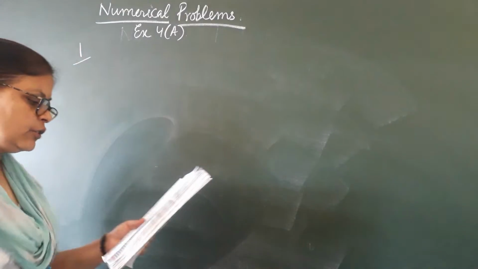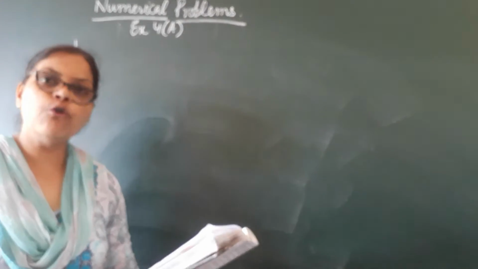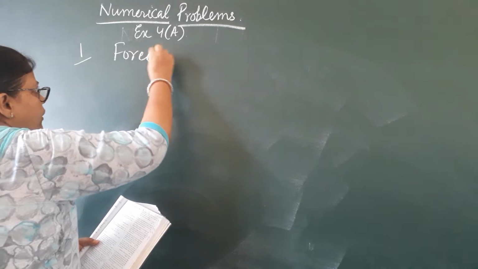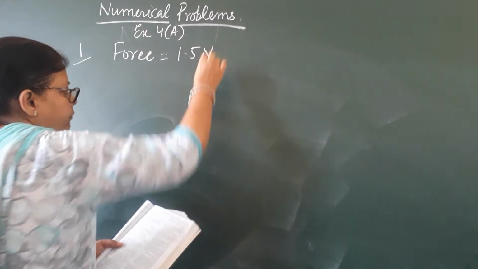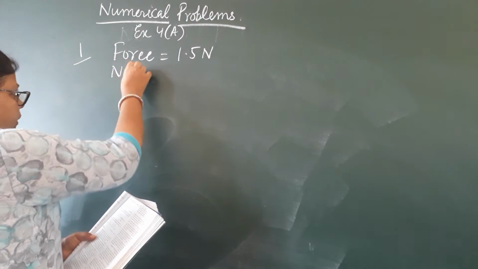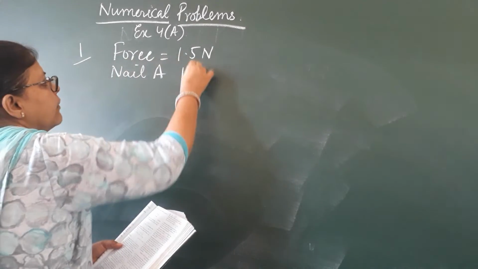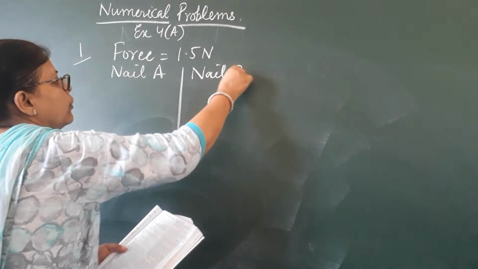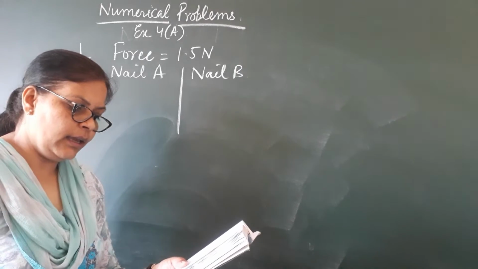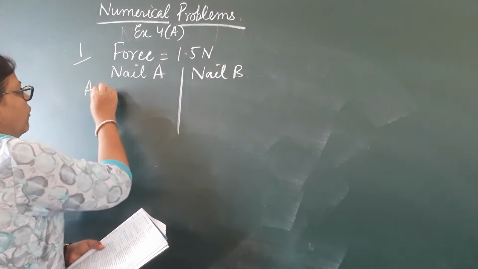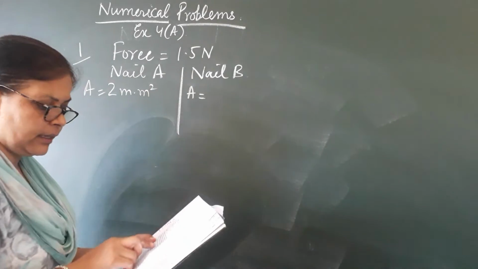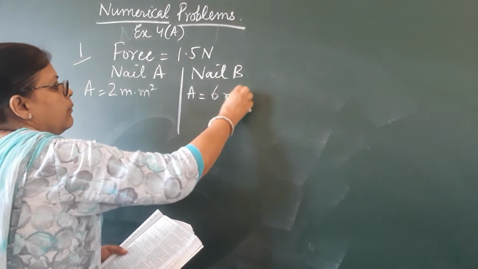Now I am reading the first numerical to you. A hammer exerts a force of 1.5 newtons. So the force exerted by the hammer is 1.5 newtons. It is exerting a force on 2 nails. There is nail A given to you, and there is another nail B given to you. So 2 nails are there and the same force is exerted. The nail A has an area of cross section of 2 square millimeters, while the nail B has an area of cross section of 6 square millimeters.